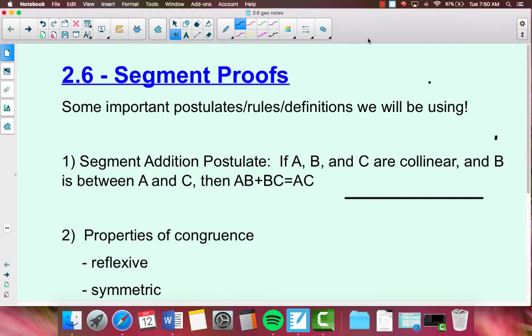Hey everyone, today is about segment proofs. So this is the first section of our geometric proof section, and I'm going to go through a couple postulates and definitions that you're going to want to use in this section, and then we're just going to jump into two examples, and then we'll do more practice in class.